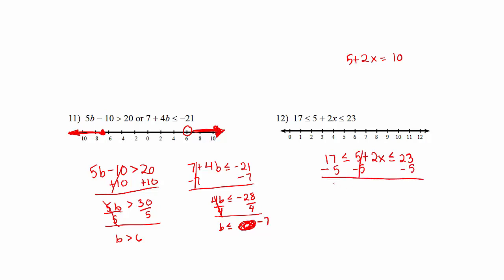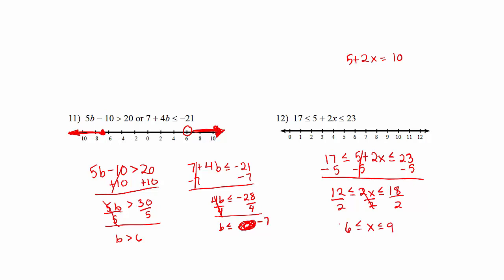When we're adding or subtracting in an equation or inequality, we only do that once for each part that we have. So I didn't subtract 5 from 2x also. I'm just subtracting 5 from the middle. And so that's different from whenever I divide everything. So even if there was something else in the middle, I would also have to divide it as well. So we get 6 is less than or equal to x is less than or equal to 9.